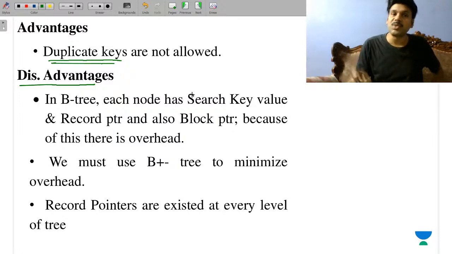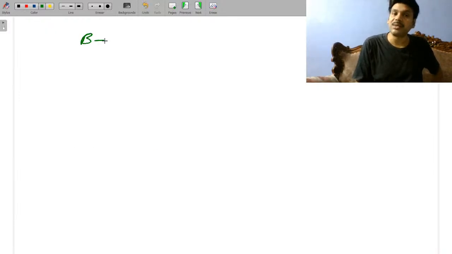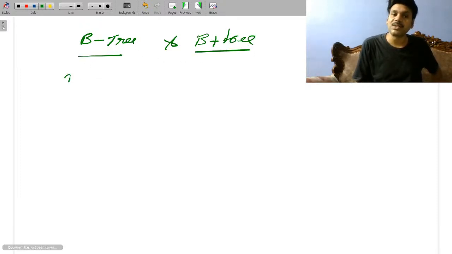So what is the difference between B tree and B plus tree? If anybody asks you, here is a simple answer you can give. Everything is the same, only one is the difference. What is that? No dupes in B tree, and here dupes are allowed.